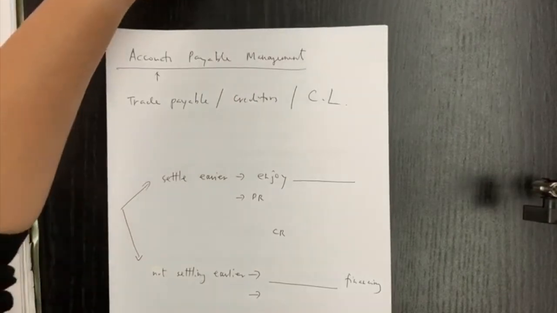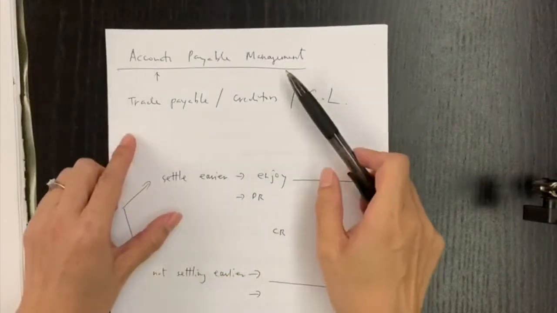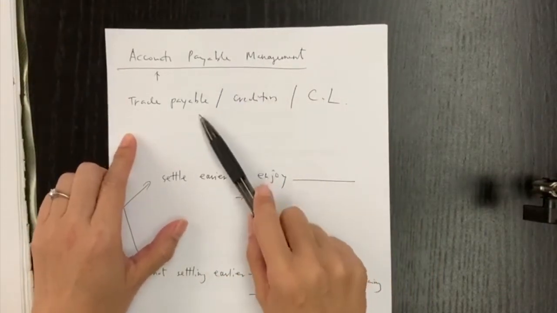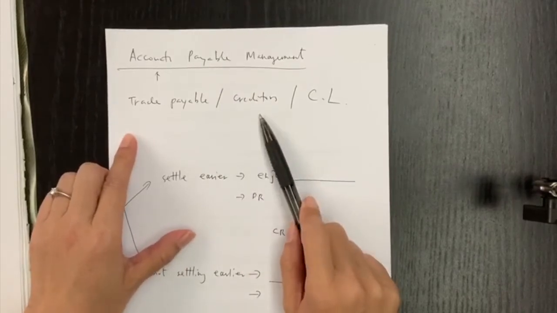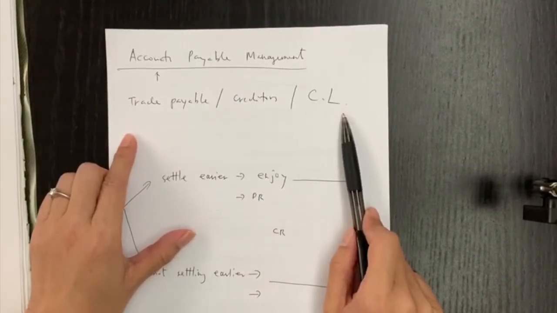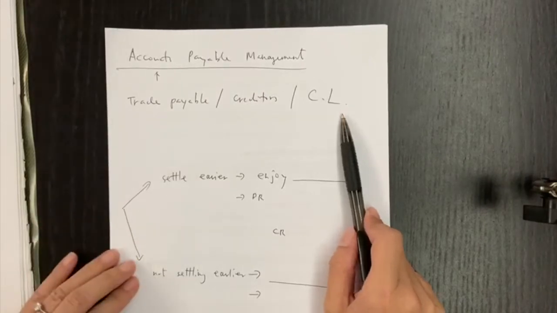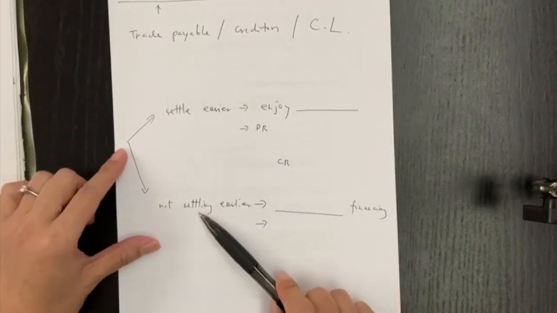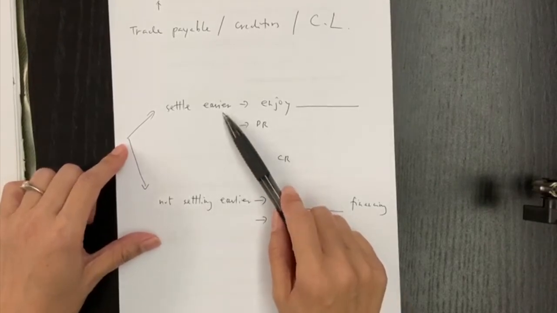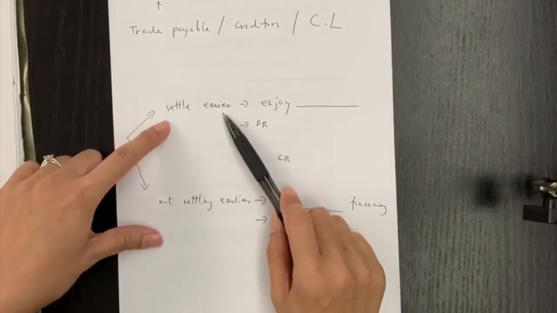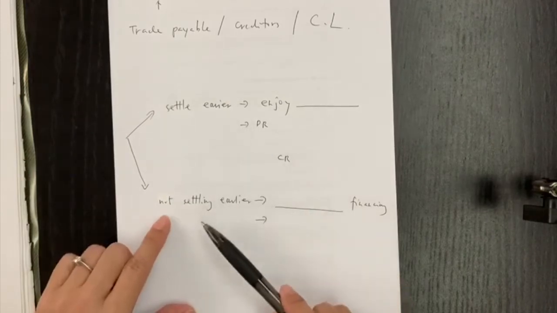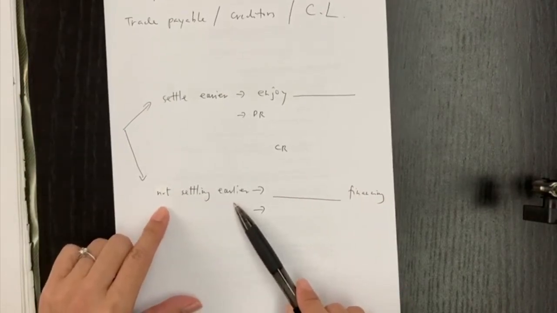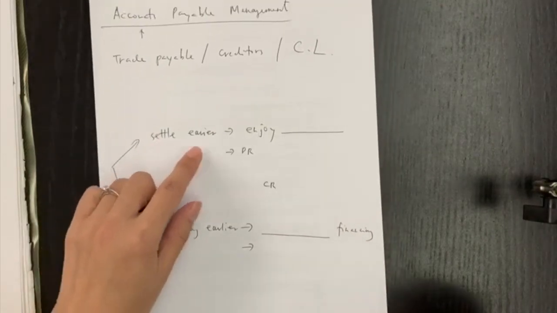Okay, so next we have accounts payable management. An account payable is the same as trade payable, the same as creditors, and which is also current liabilities in the statement of financial position. Okay, so therefore we have these 2 conditions. After making credit purchases, we can settle earlier. That means we pay money earlier to our supplier, or we don't pay money earlier, we pay later. So what happens if we settle money earlier?